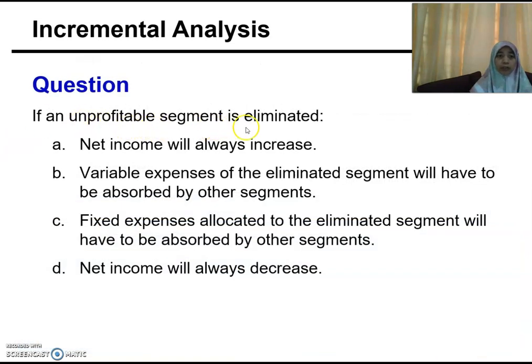So if an unprofitable segment is eliminated, which one will be the answer? Net income will always increase. Variable expenses of the eliminated segment will have to be absorbed by other segments, or the fixed expenses allocated to the eliminated segment will have to be absorbed by other segments, or net income will always decrease. So you look at the fixed expense allocated, the fixed cost. The fixed cost will be allocated to the remaining segment. So the remaining segment will need to absorb this fixed cost if you have an unprofitable segment being eliminated.